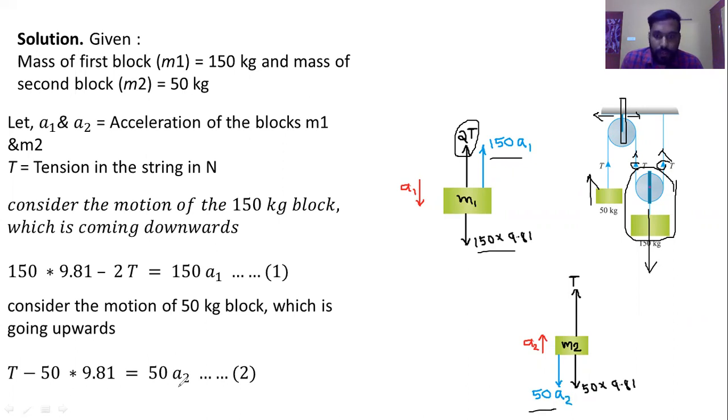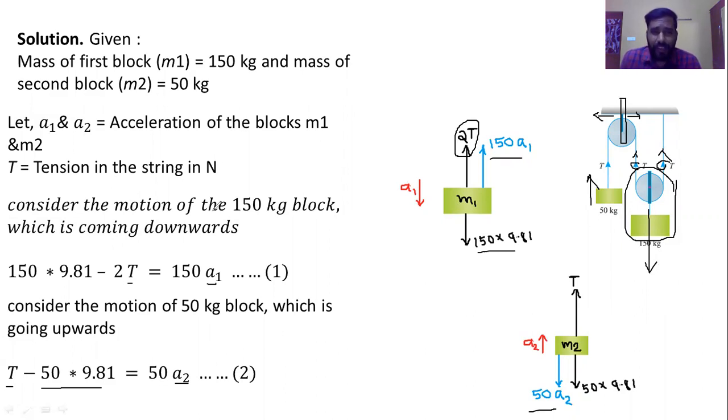So we got another equation. The body is moving upwards, so the upward forces are positive, downward forces are negative. Fine, we got one more equation, but in this case what is the number of unknowns? T is one unknown, A1 is another unknown, A2 is another unknown. So we have two equations and three unknowns. So we need to establish one more equation.